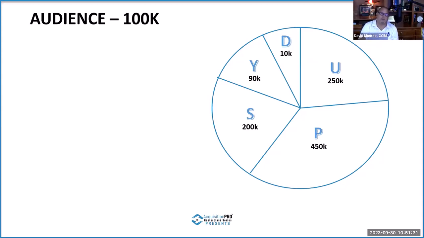So unaware, about 250,000. Problem aware, but they don't know there's a solution out there. They're the largest. So you have to educate them. Solution aware, but don't know your solution yet, about 200,000. Your solution aware, 90,000. And then ones that actually have engaged with your solution, know what the investment is, know what their investment is, what their involvement's going to be. Those are the deal aware. They are the smallest of the entire pie.